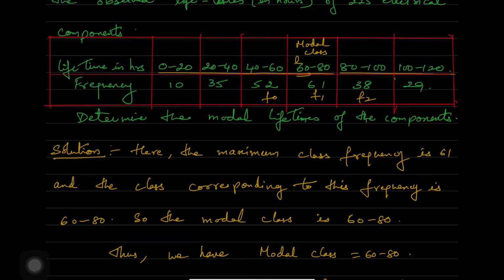So lifetime in hours is 0 to 20, 20 to 40, 40 to 60, 60 to 80, 80 to 100, 100 to 120, and the frequency is 10, 35, 52, 61, 38 and 29. So here the maximum class frequency is 61. The modal class is 60 to 80. The lower limit is 60. So here the size of the classes, h is equal to 20. You have h is equal to 20, f1 is 61, f0 is 52, f2 is 38, l is 60.